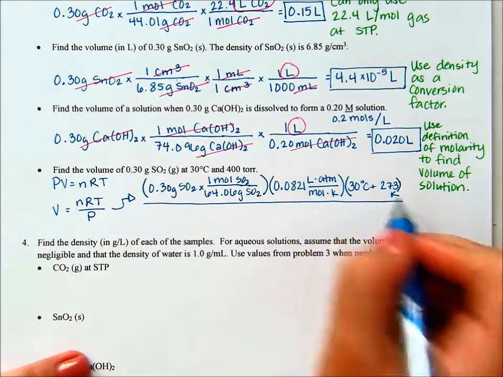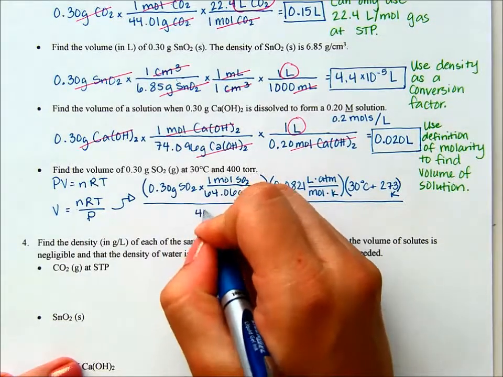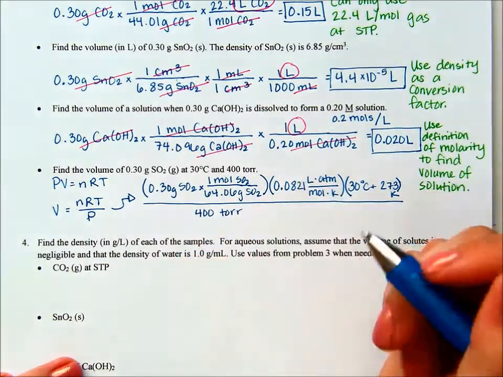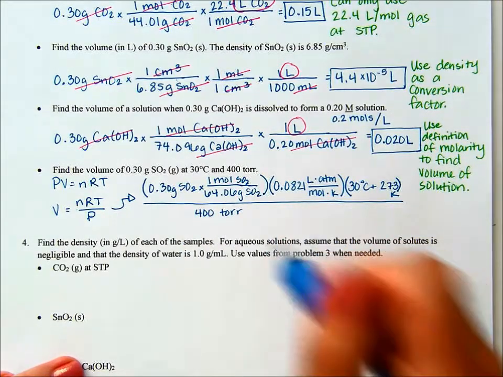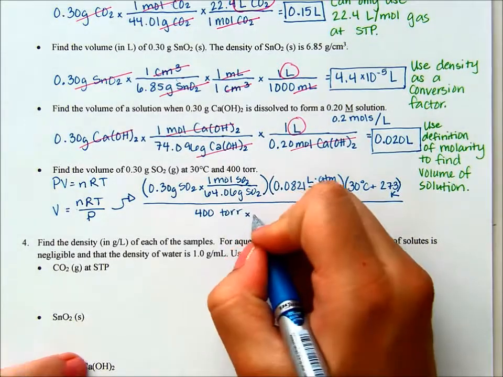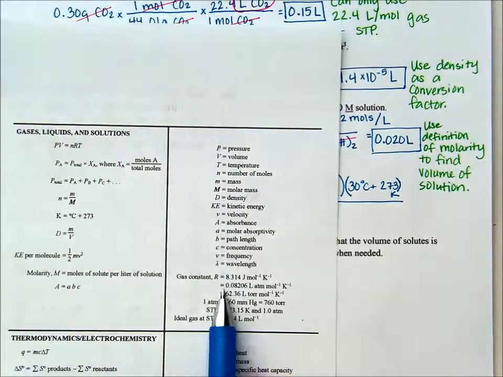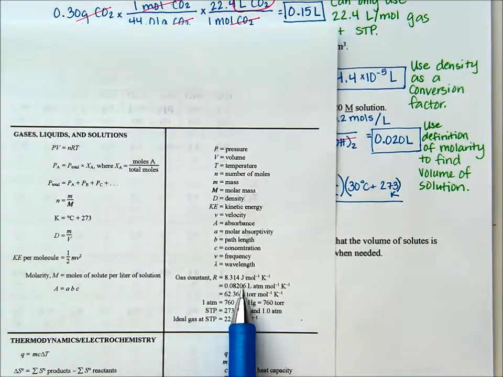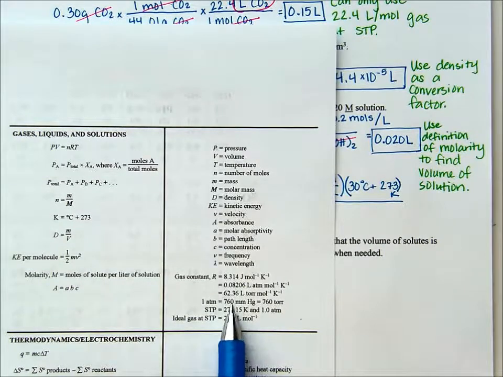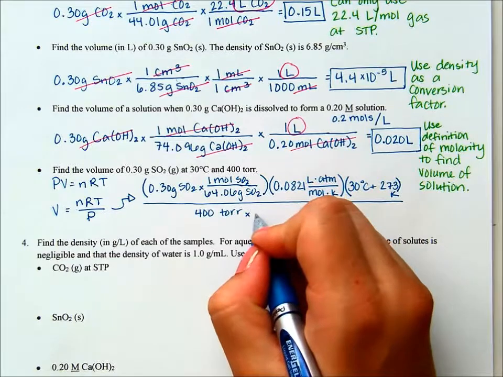Divided by, so that takes care of our T, divided by our pressure. So our pressure is 400 torr. We can't put torr in here because this needs to be in atmospheres. We want our units to match up here to cancel out. So I'm going to convert this to atmospheres. You'll find on the back of your periodic table, so again, here's our gas constant we used right here. And here is our temperature conversion. So 1 atmosphere is equal to 760 millimeters of mercury, which is also equal to 760 torr. So 1 atmosphere is going to be equal to 760 torr.